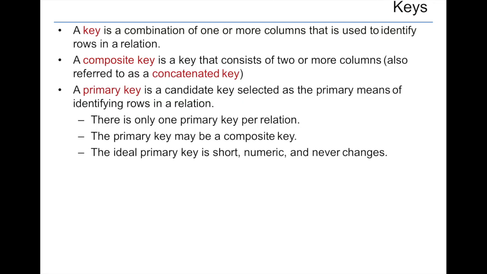Okay, so now we're going to get into some of the terminology that is specific to the tables themselves. A key is a combination of one or more columns that is used to identify rows in a relation. A composite key is a key that consists of two or more columns, also referred to as a concatenated key. A primary key is a candidate key selected as the primary means of identifying rows in a relation. There is only one primary key per relation. The primary key may be a composite. The ideal primary key is short, numeric, and never changes.